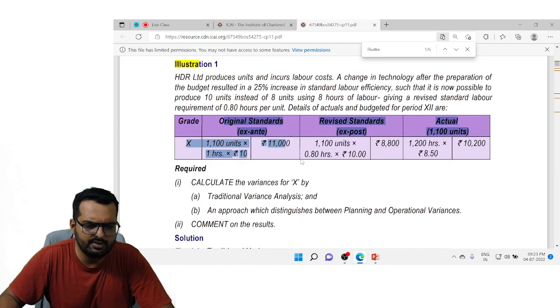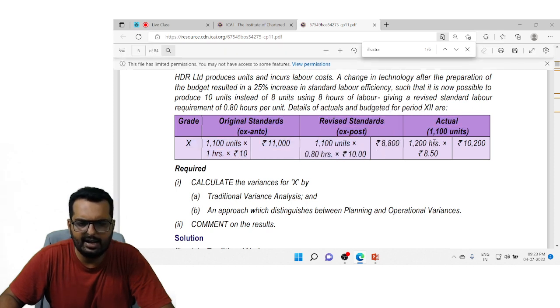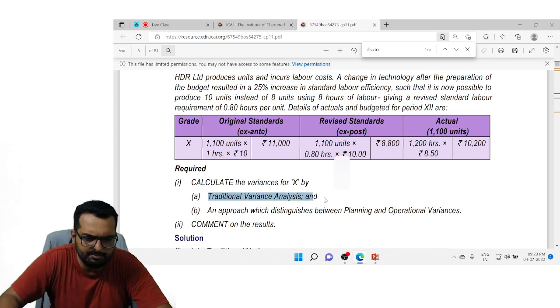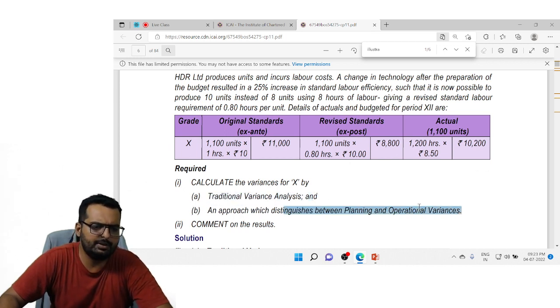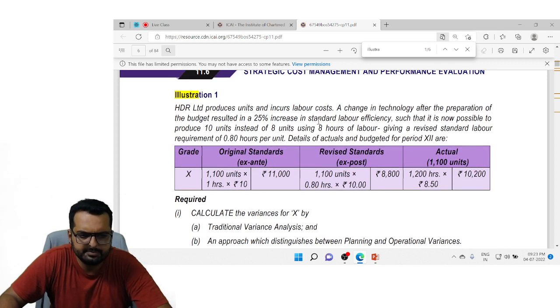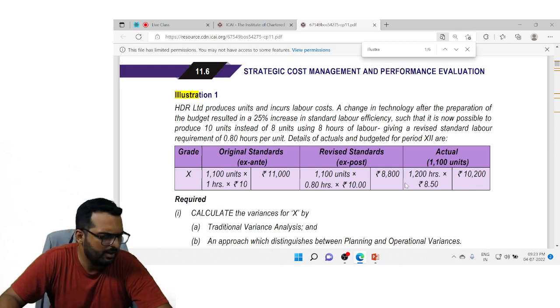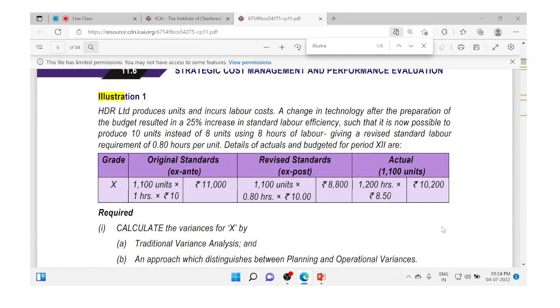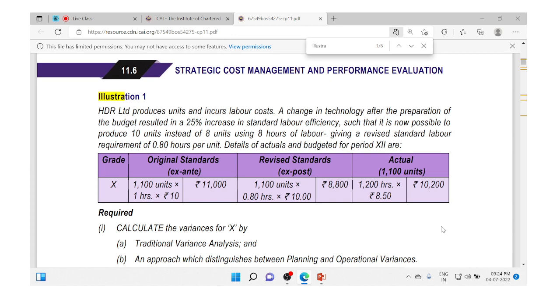Here they have given the original standard, they have given the revised standard, and they have given the actuals also. All right. And they're asking you to find out under traditional method, under planning and operational method. Can you do this on your own now? I'll give you 5 minutes time. Do this on your own. This table is alone enough. You will understand and you can do it. One minute.